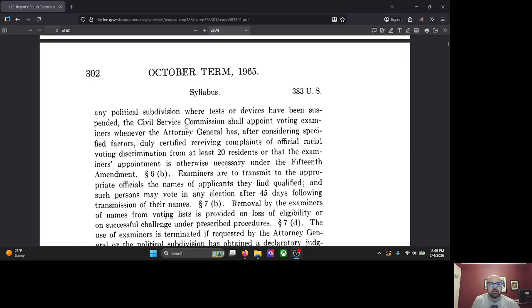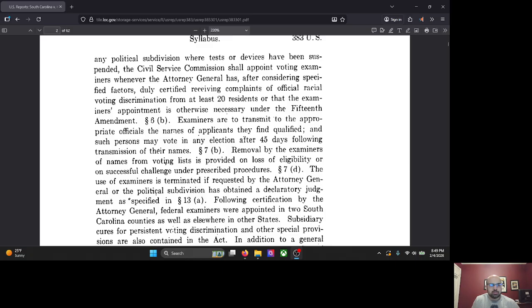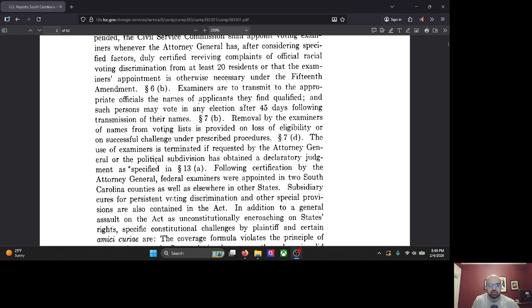In any political subdivision where tests or devices have been suspended, the Civil Service Commission shall appoint voting examiners whenever the Attorney General has, after considering specified factors, duly certified receiving complaints of official racial voting discrimination from at least 20 residents, or that the examiner's appointment is otherwise necessary under the 15th Amendment, subsection 6b. Examiners are to transmit to the appropriate officials the names of applicants they find qualified, and such persons may vote in any election after 45 days following transmission of their names, subsection 7b.